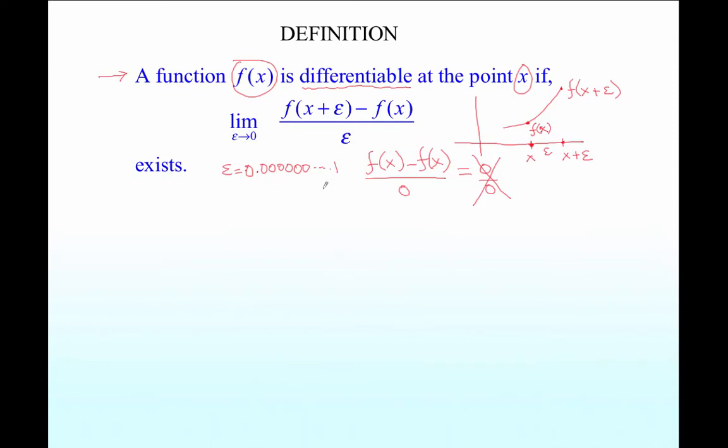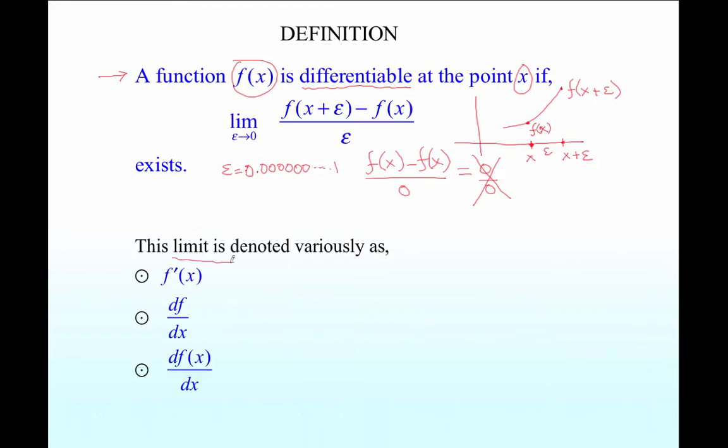You can make it smaller and smaller, but you cannot make it exactly 0. In that case, this limit gets denoted either as f prime x, and this is what I like to call it. So every function f has a derivative which is f prime x. Some people like to call it df by dx, which is fine. Others like to call it df by dx at the point x, which is also perfectly okay. But this notation over here is the one that is used in modern mathematics.